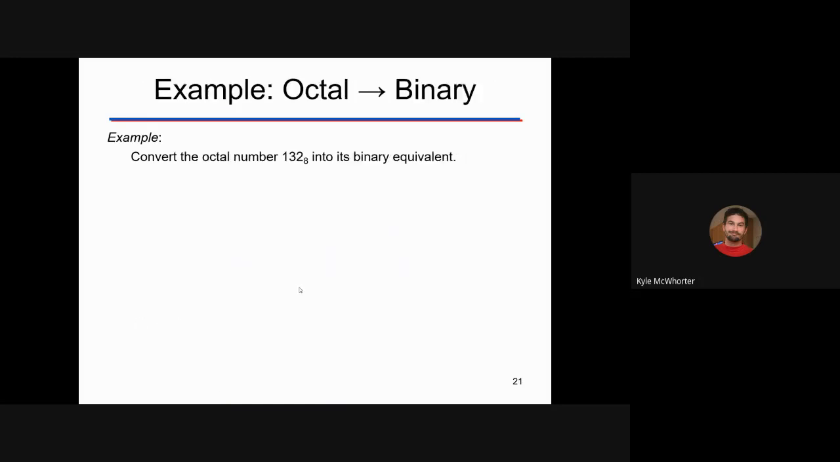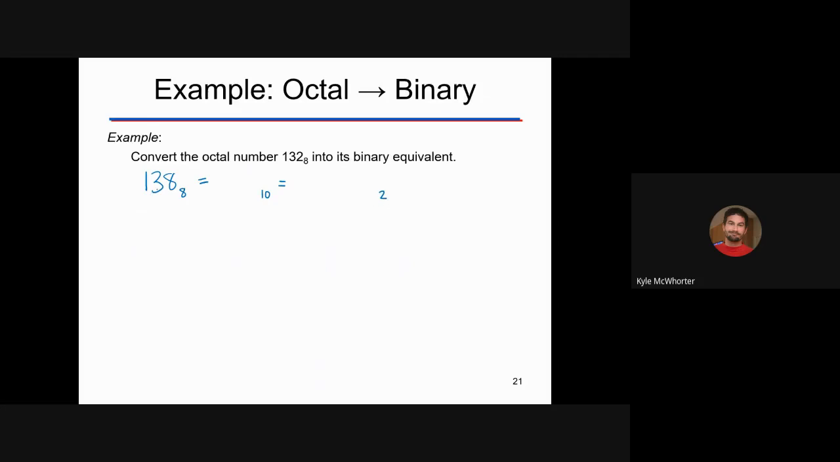Okay, now octal to binary. We don't know how to go straight from octal to binary yet. So we're going to have to go from octal to base 10. So we'll start in octal. Then we're going to convert that into base 10. Then we're going to convert that into binary, which is base 2.